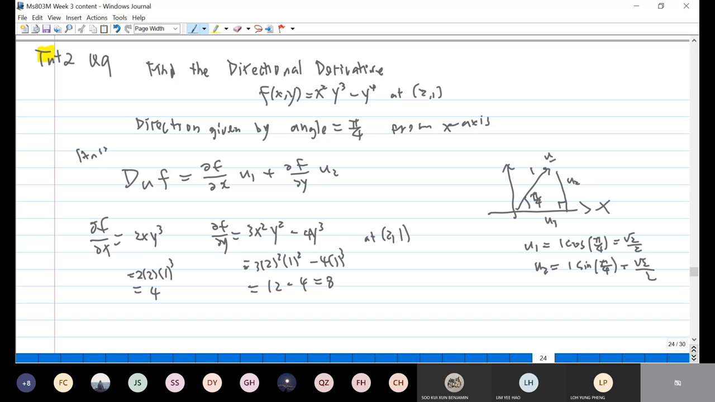So now you can put it in. This is equal to 4 times square root 2 over 2 plus 8 times square root 2 over 2. So altogether it is 6 square root 2. This is the directional derivative of question 9. That is how you calculate the directional derivative.